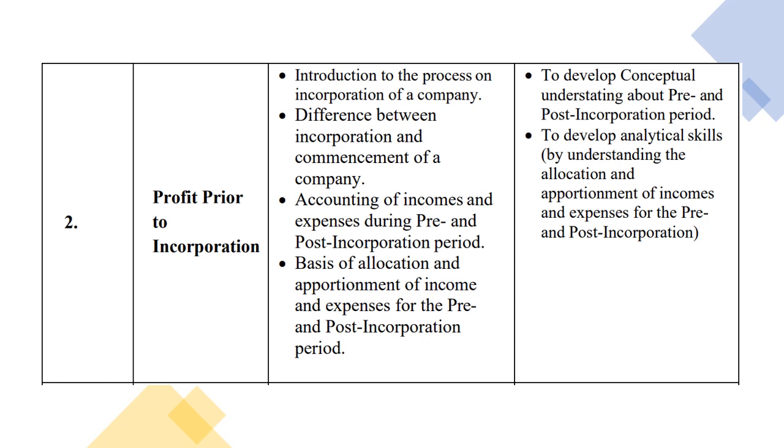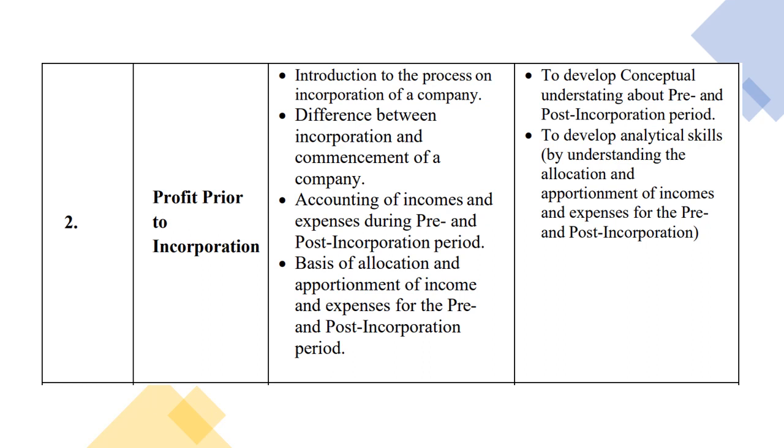The skills we try to develop are understanding the pre and post incorporation period, how we segregate or divide the pre and post incorporation period, and how we do the apportionment of income and expenses for the pre and post periods. We'll select some bases for the allocations: which basis we select, and how we take the appropriate base for the allocation of expenses. Sometimes we take sales as a base, sometimes we take a time base, or sometimes we go according to the nature of expenses.